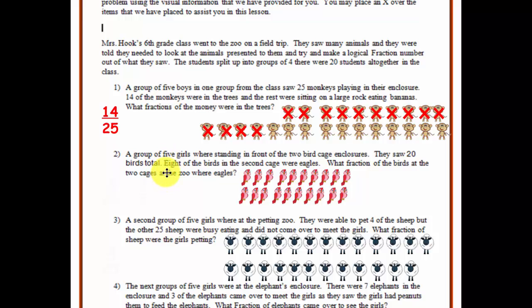Let's look at number 2. The next group of girls were in front of a bird cage. They saw 20 birds listed here. Of the 20, 8 of the birds in the second cage were eagles. What fraction of the birds in the 2 cages at the zoo were eagles? Again, you would place an X covering 8 of them, and your fraction in this case would be 8 over 20, which we can reduce to 2/5.